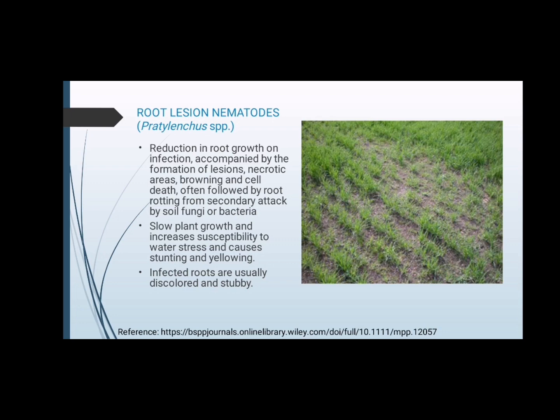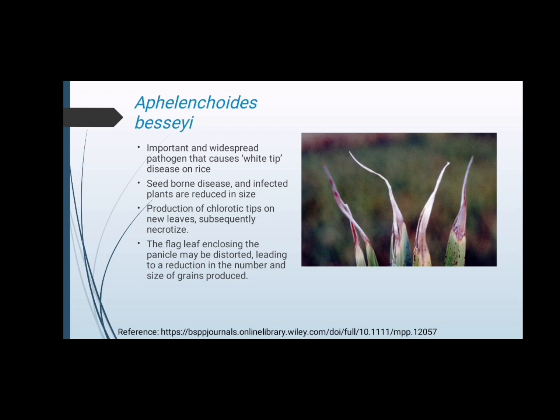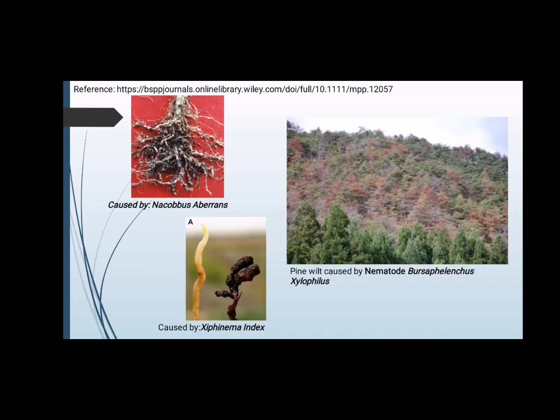Next, this nematode causes root lesions in plants, with slow plant growth, stunting, and yellowing. While for these nematodes, they cause white tip disease on rice, in which the leaf is corroded at the tip and the flag leaf enclosing the panicle may be distorted, leading to a reduction in the number and size of grain produced. This slide shows some other examples of diseases caused by nematodes that will affect plant growth.